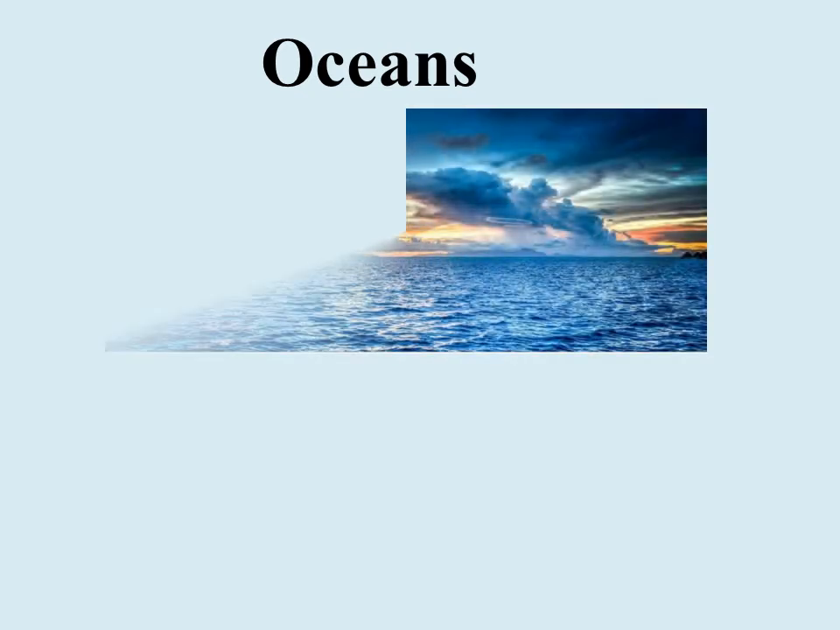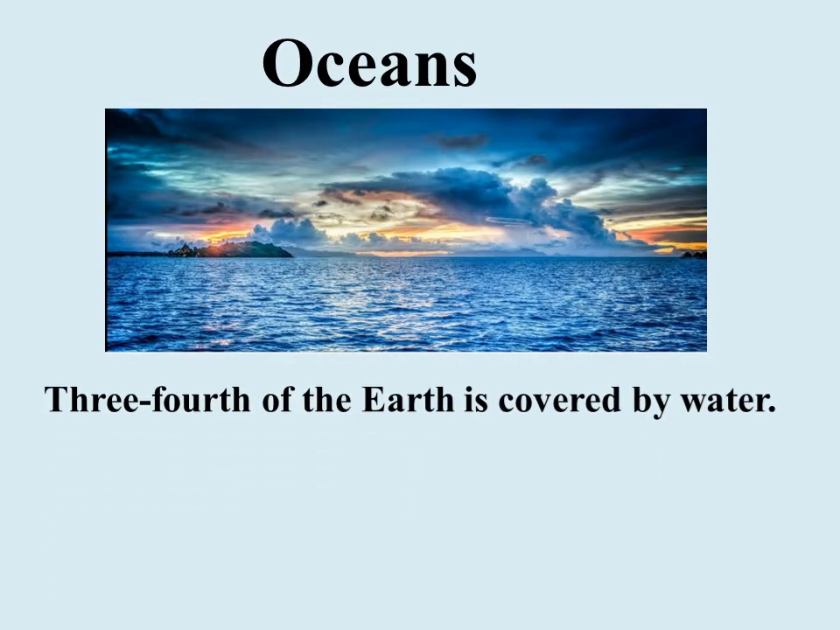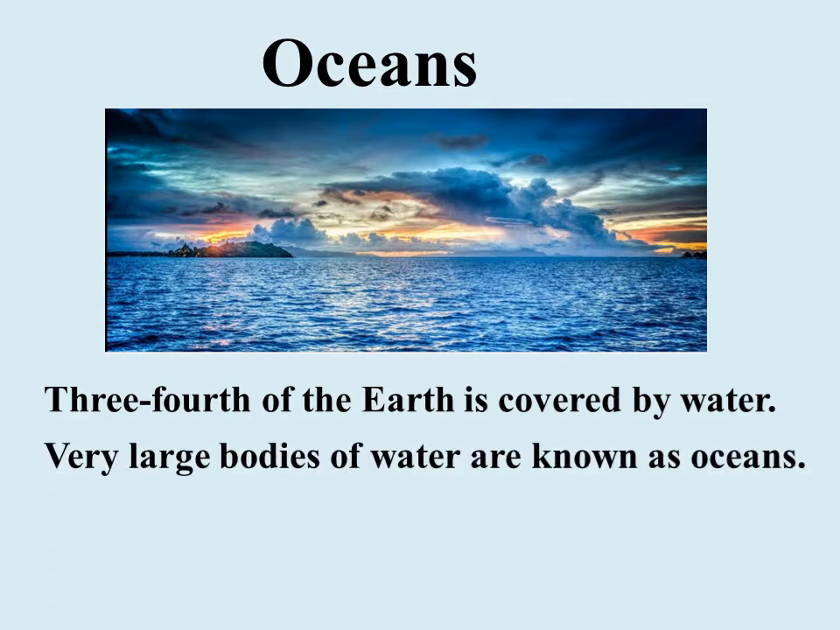Now let us study about oceans. Three-fourths of the earth is covered by water. Already you have studied in your previous classes that three-fourths of our planet earth is covered by water. Very large bodies of water are known as oceans. Oceans are bigger than seas.